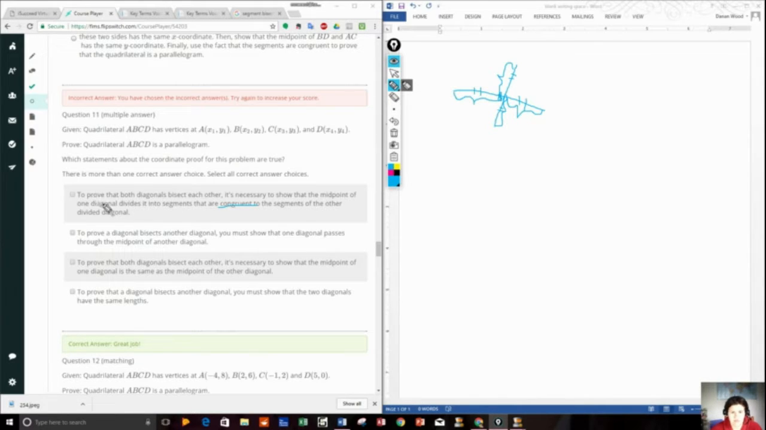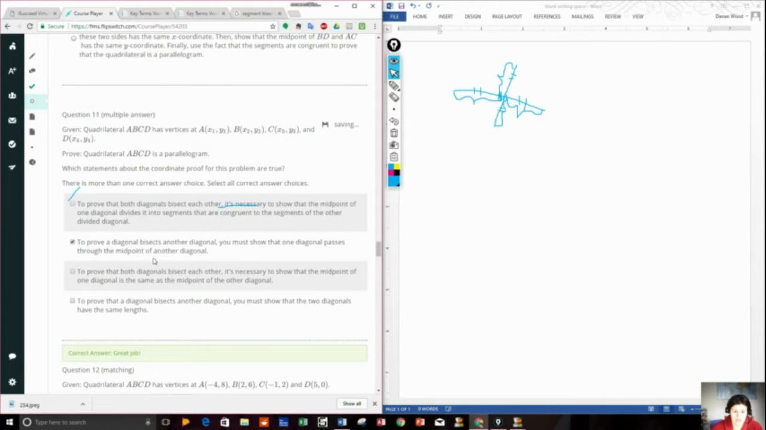And I'm not sure if that information about being a square was provided specifically in this lesson. So we're going to count that one out because it's not necessarily true to show that it is a parallelogram. Okay, so to prove a diagonal bisects another diagonal, you must show that one diagonal passes through the midpoint of another diagonal. That is true. That was in our definition in the lesson.